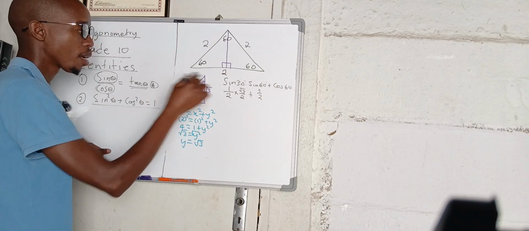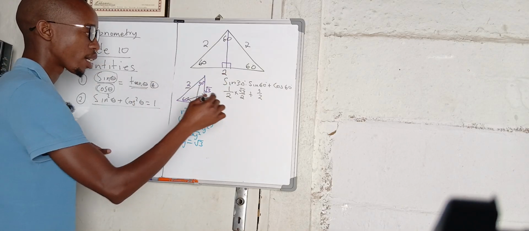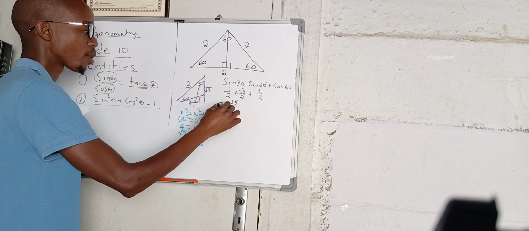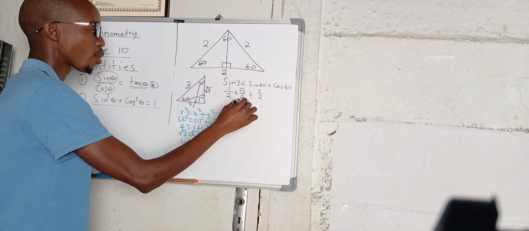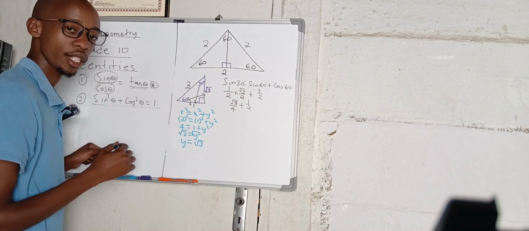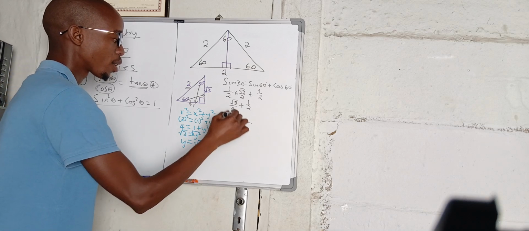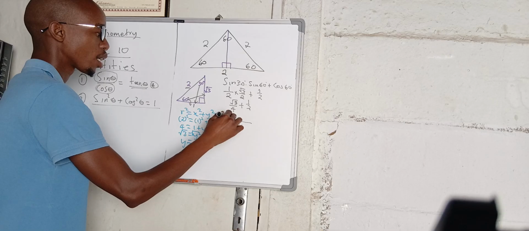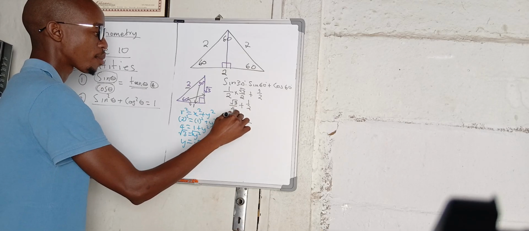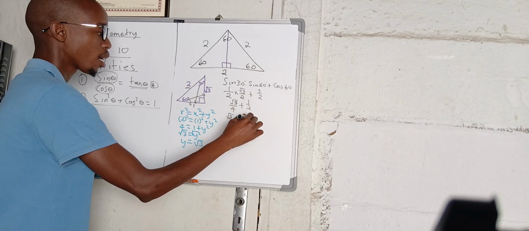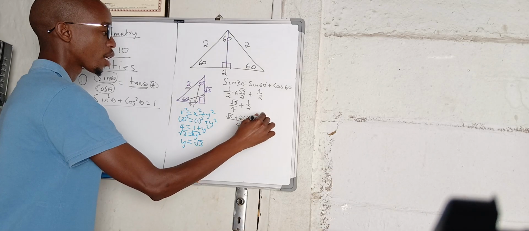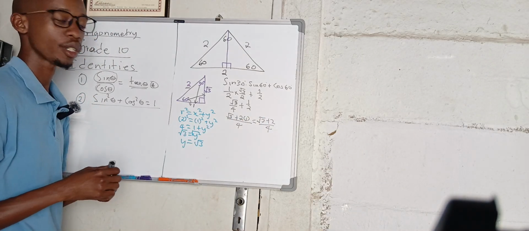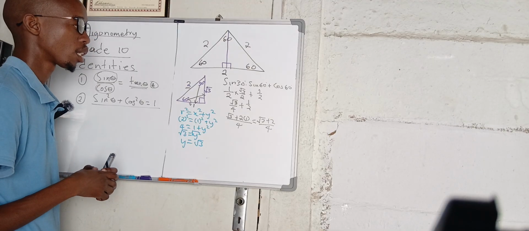Now let's check. For the first part, we multiply numerator by numerator, and we're going to have root 3. In the denominator, we have 4. And then we have plus 1 over 2. We can add the two fractions by saying the common denominator is going to be 4. Then I'll have root 3 plus, 2 goes into 4 two times, and then times 1, so 2. I'll have root 3 plus 2 all over 4. I've managed to solve that particular equation.